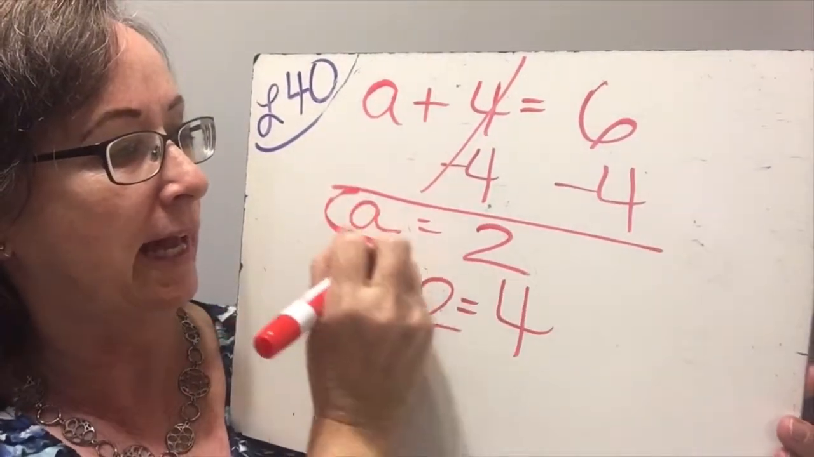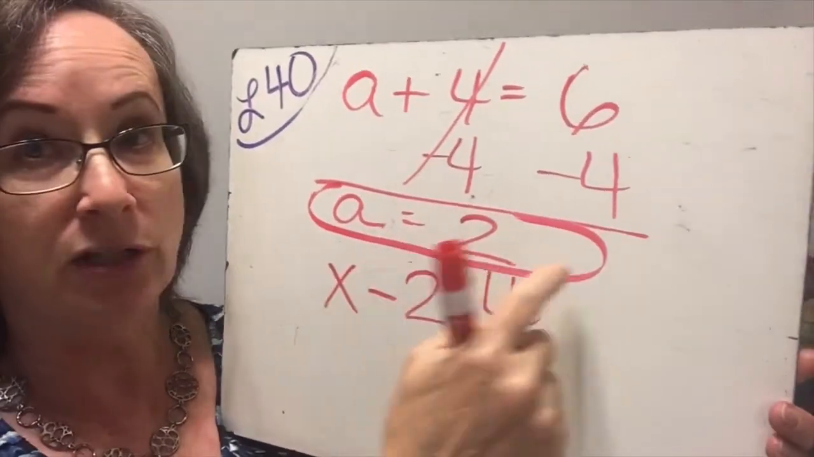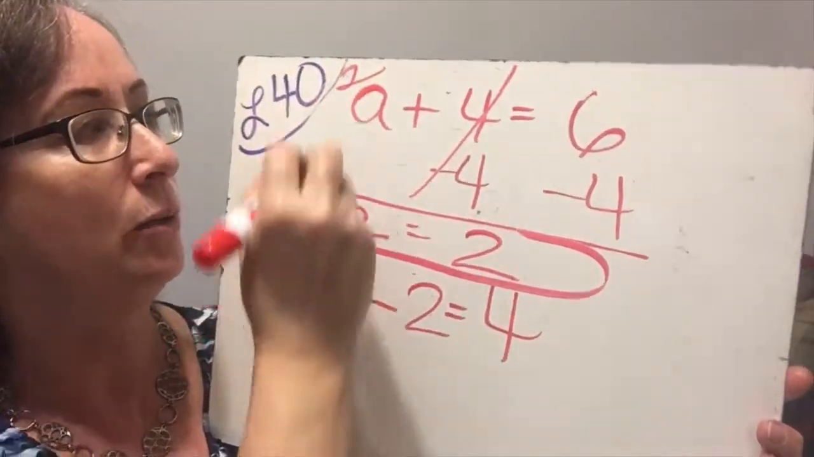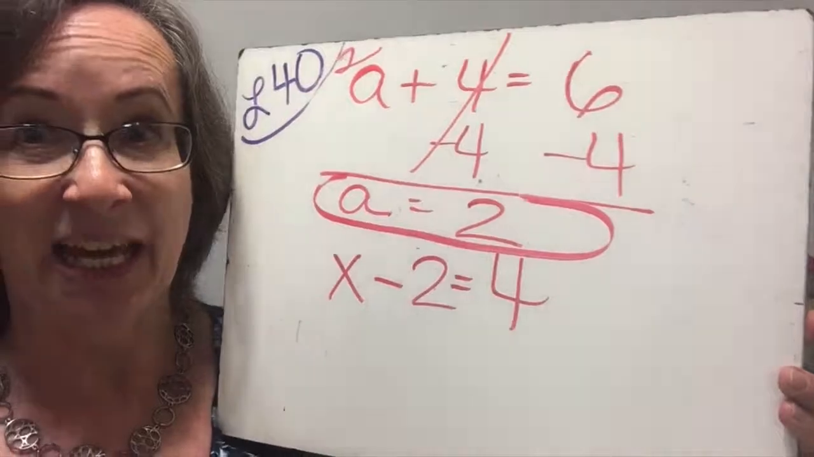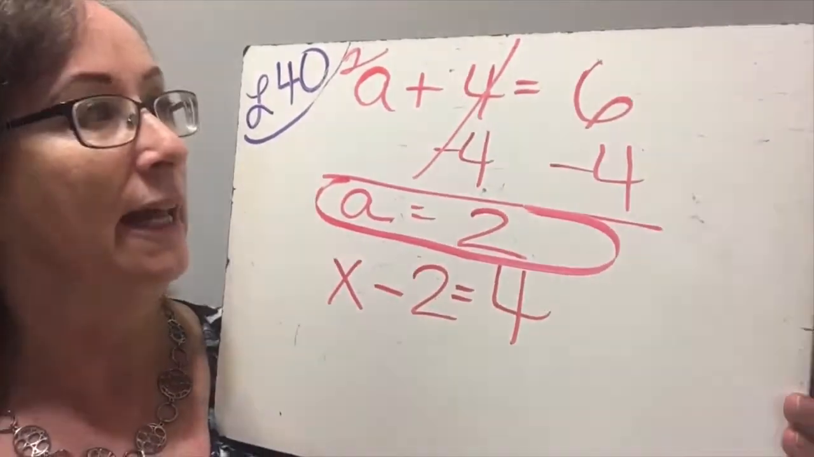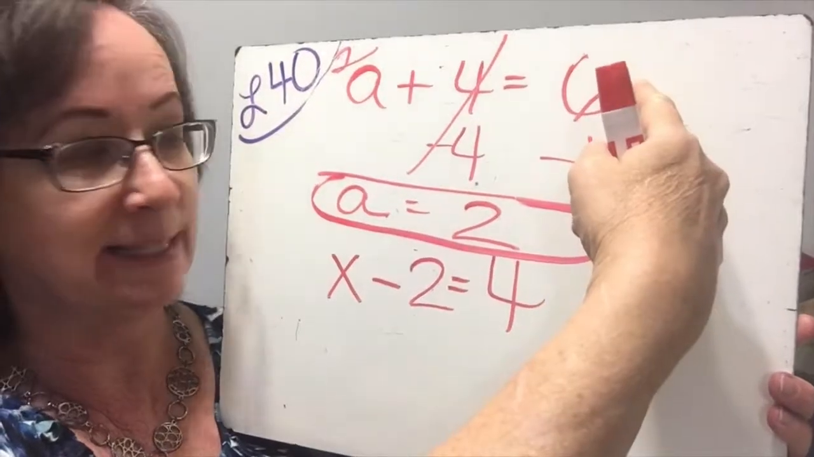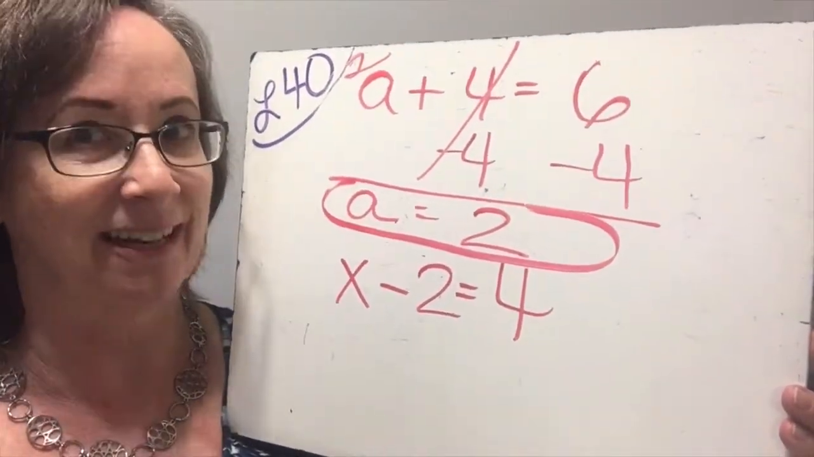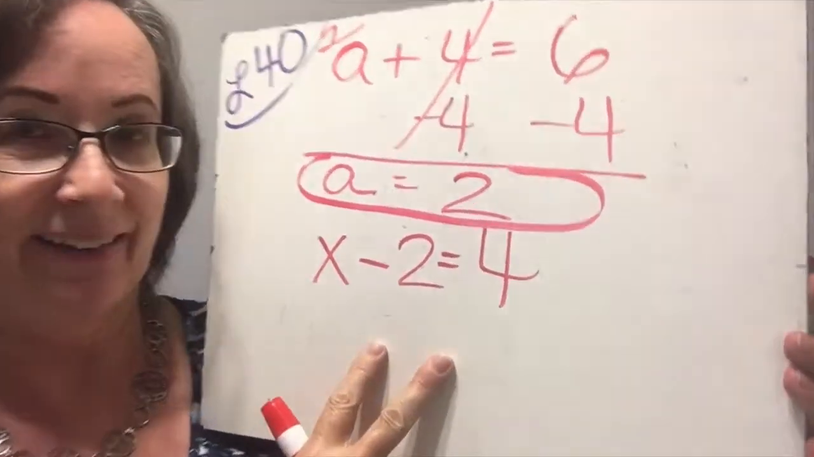So let's check and see if 2 is a true solution. We go back up here, we plug in the 2. 2 plus 4 is 6. It makes it true. So 2 is the solution, and a plus 4 is 6, and a equals 2 are equivalent equations.